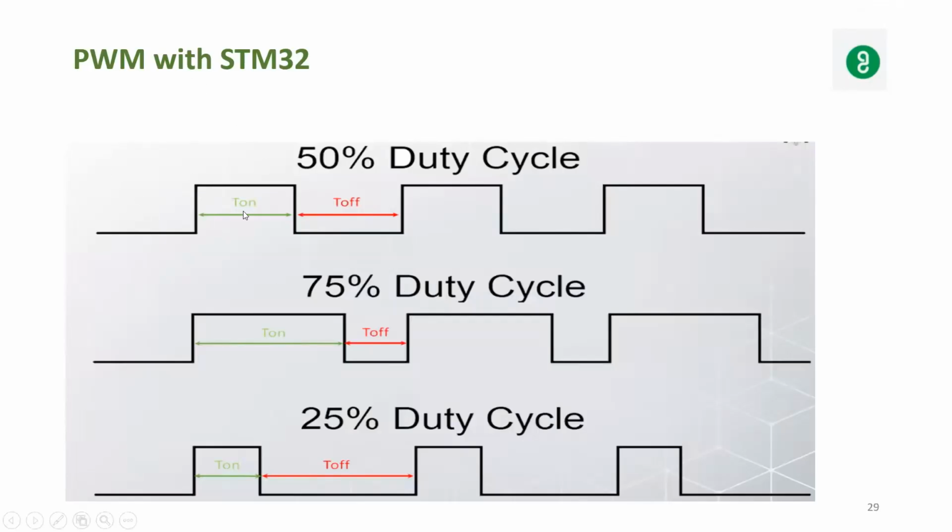In pulse width modulation, if it is a 50% duty cycle, the on period is 50% and the off period is 50%. In that case, we call it a 50% duty cycle. If the on period is 75% and the off period is 25%, you call it a 75% duty cycle. If the on period is 25% and the off period is 75%, then the duty cycle is 25%.